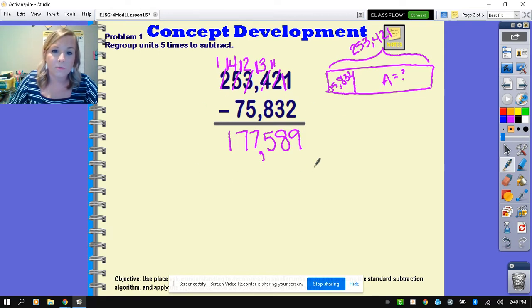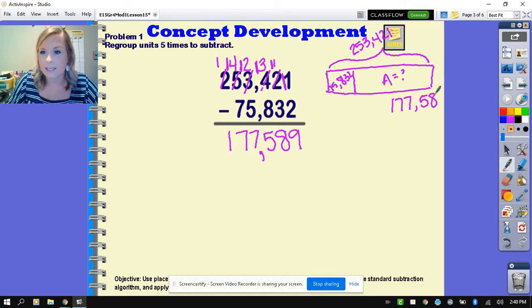So my answer should be 177,589. You can also put that here, 177,589. You could say A equals, just to say that that's what it should be here. And then we don't have it as a word problem, so we're able to move on to our next problem.